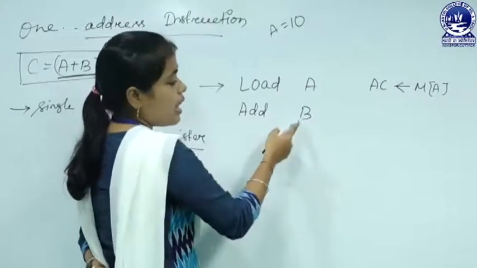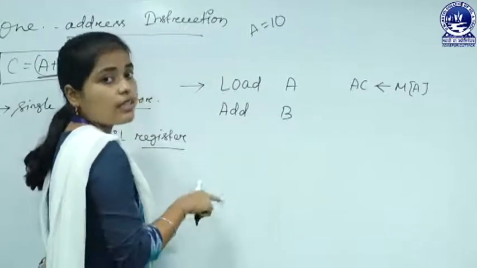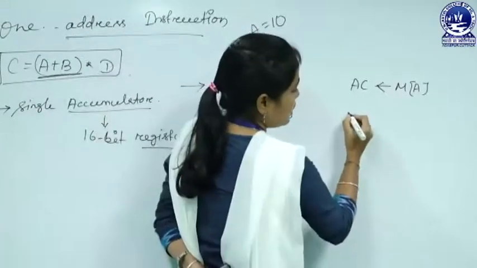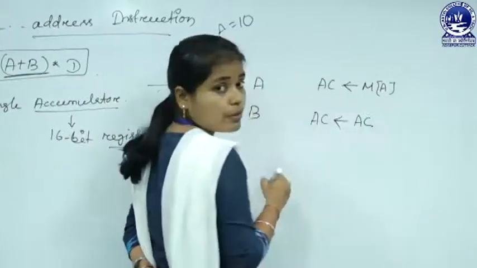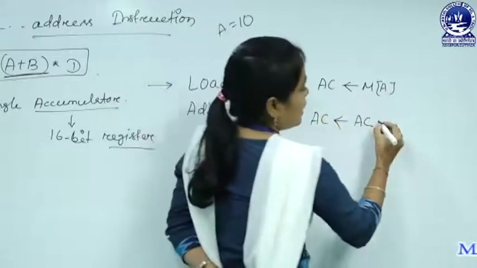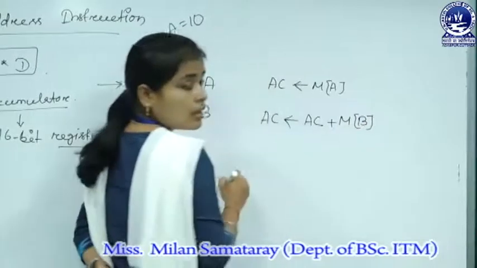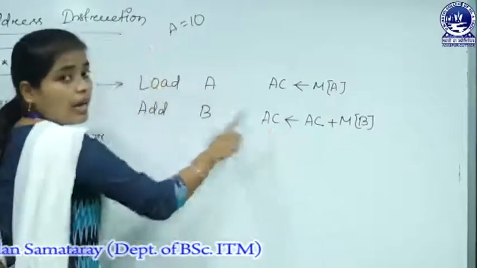Add B means add the value of B with the accumulator and store it in the accumulator. So now the accumulator stores the previous accumulator value, that is our value of A, and with that the value of B, and that is stored in the accumulator.